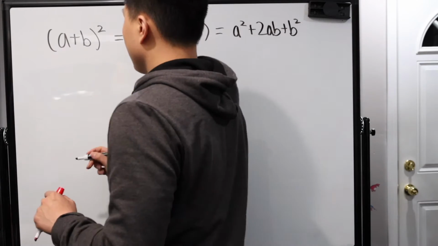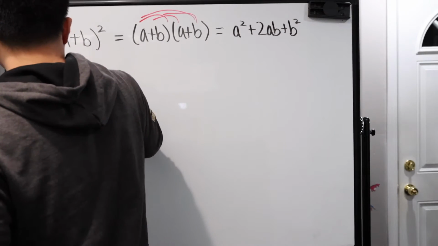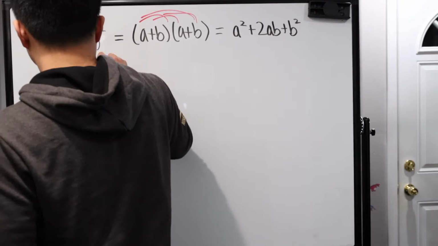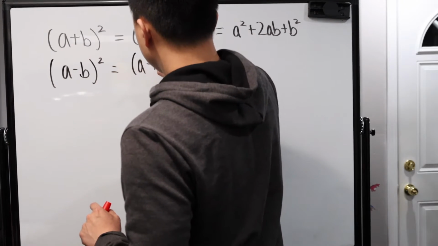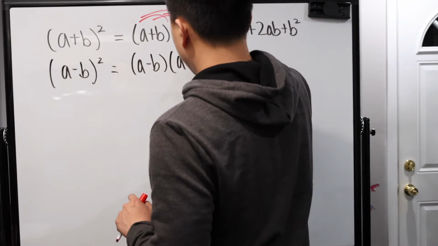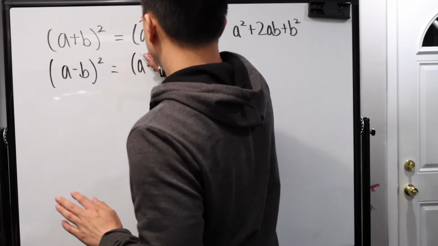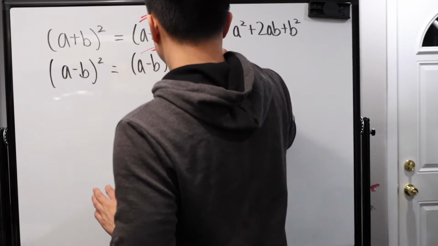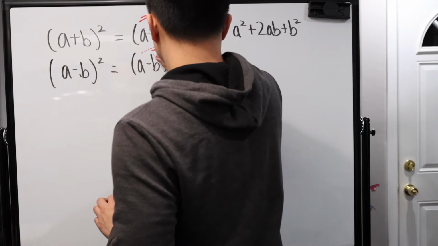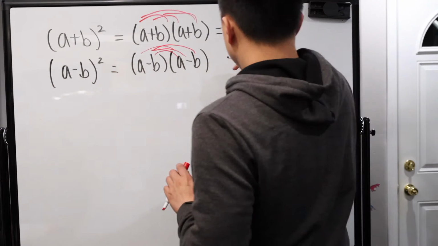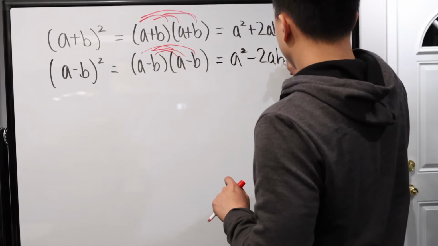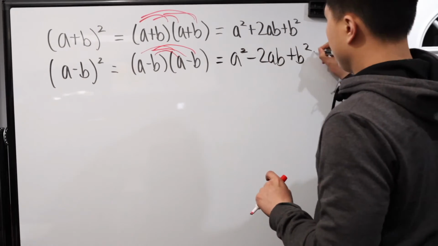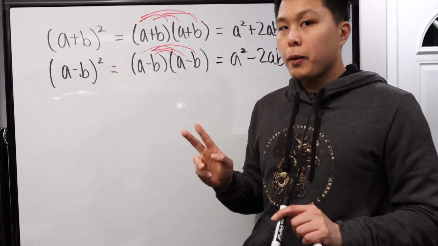The other one you want to think about: numbers can be written as one number minus another number. In this case, we're going to have A minus B times A minus B. Once again, once we FOIL this out, that's going to equal A squared minus 2ab plus b squared. That's the two possible situations.